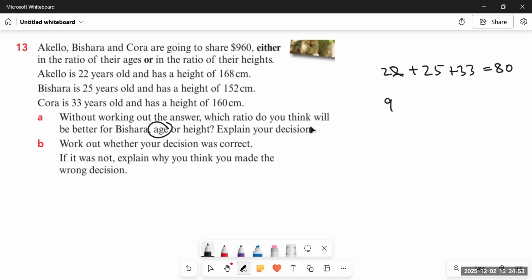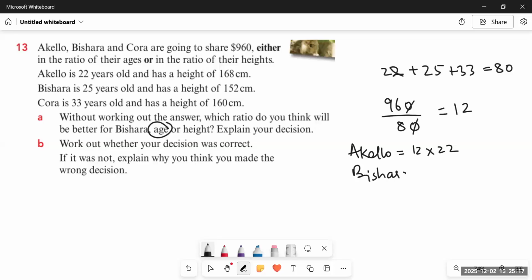We will divide $960 by 80 first, and it gives us $12 per unit. That is, each unit costs $12. So Akelo will get 12 multiplied by 22. Bishara, it's not Bichara, it's Bishara. Bishara will get 12 multiplied by 25, and Kora will get 12 multiplied by 33.